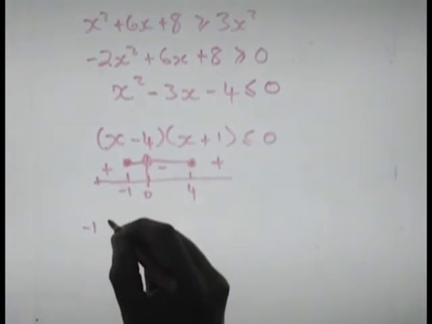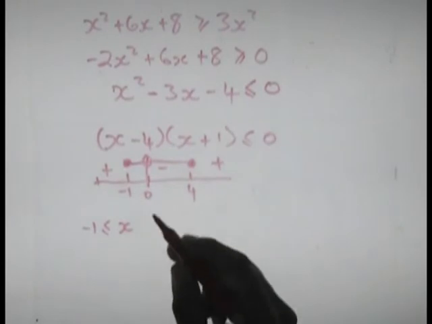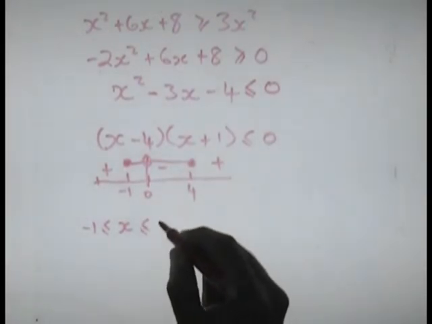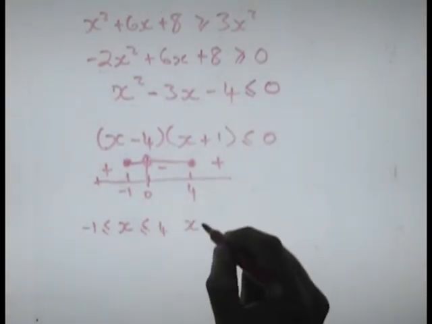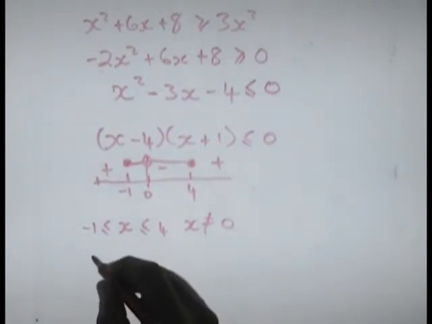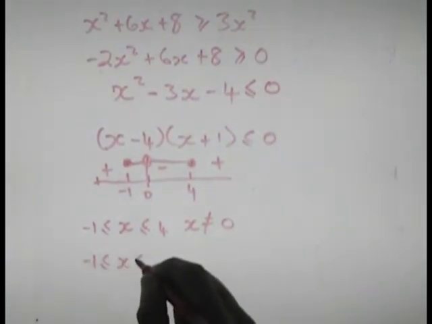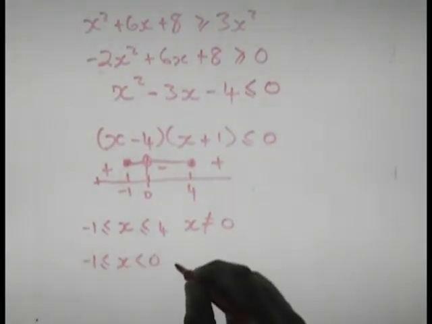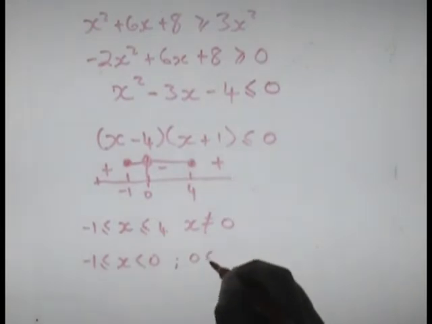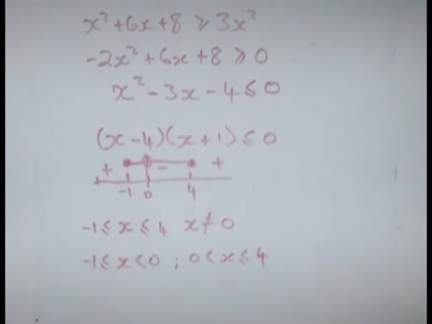So we can say x is greater than or equal to -1, less than or equal to 4, but x cannot equal 0. Or we could say x ranges from -1 all the way up to 0, and then from 0 all the way up to +4. Although this way is much easier to write.